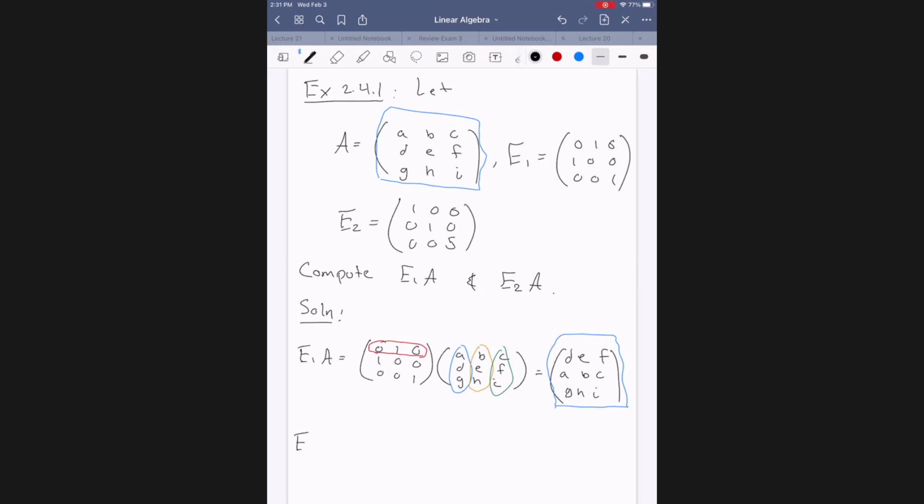So let's do E2 times A. So 1, 1, 5, 0, 0, 0, 0, 0, 0 times A, B, C, D, E, F, G, H, I. If you do all the multiplication, this is what's going to end up happening. So A, B, C, D, E, F, and then it's going to be 5G, 5H, 5I. So this one did the exact same thing. It just scaled the third row by 5, right?